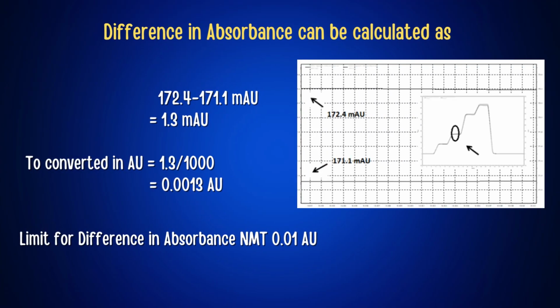The difference in absorbance can be calculated as follows. Considering the absorbance of both the gradient profiles is 172.4 mAU and 171.1 mAU, the calculation will be 172.4 minus 171.1 mAU, which gives 1.3 mAU. This value can be converted to AU as 1.3 divided by 1000, which gives 0.0013 AU. The limit for difference in absorbance should not be more than 0.01 AU.